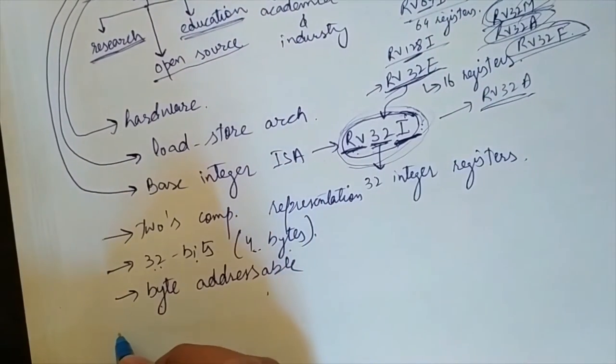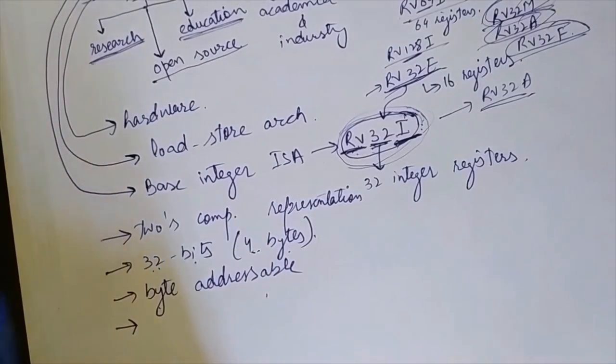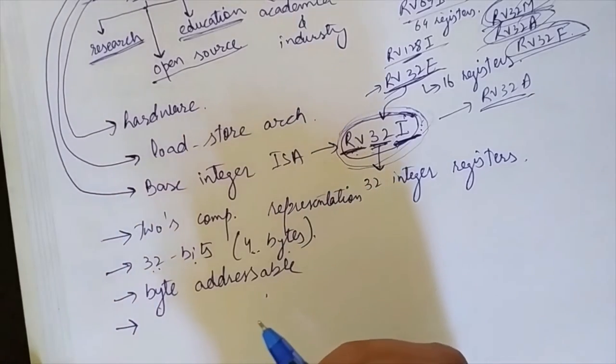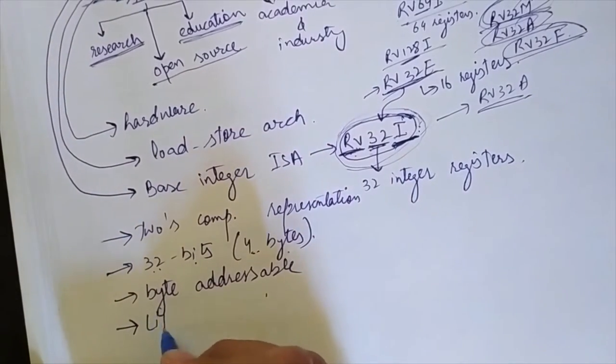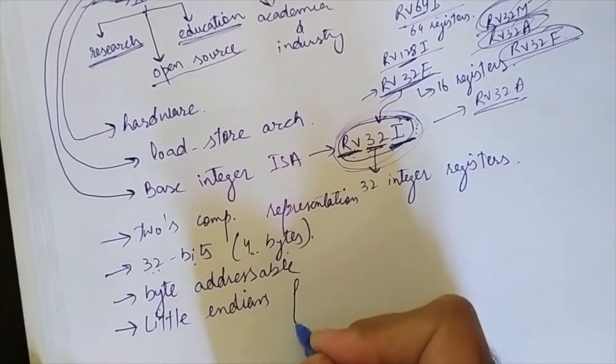This is another thing that we want to clarify here, that RISC-V 32I stores the data in little endian format.